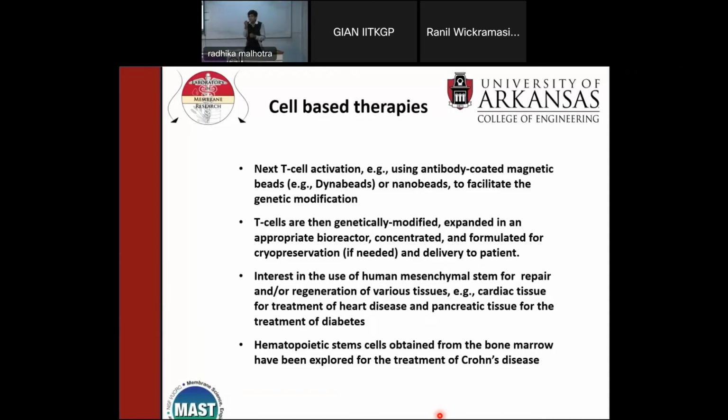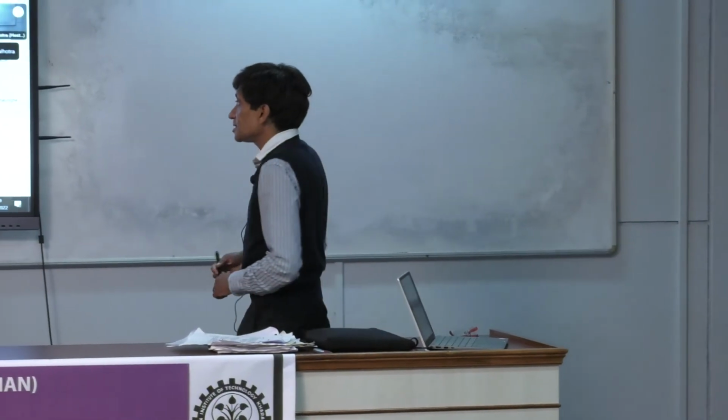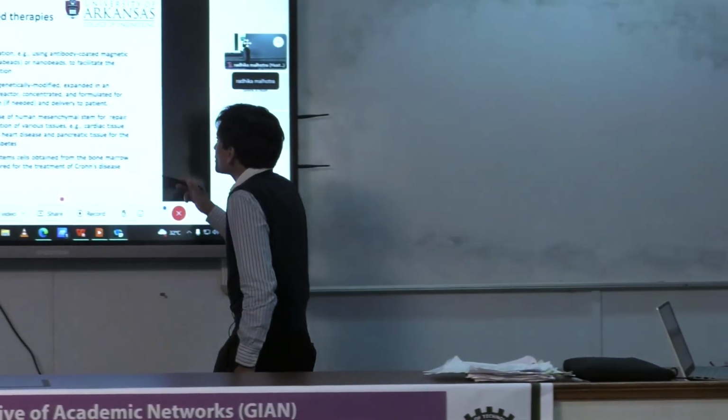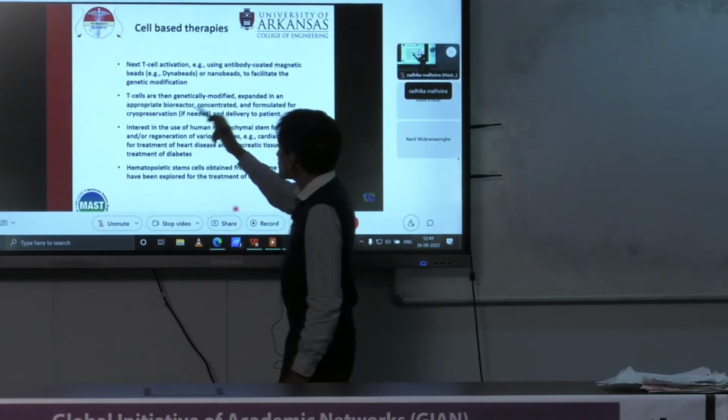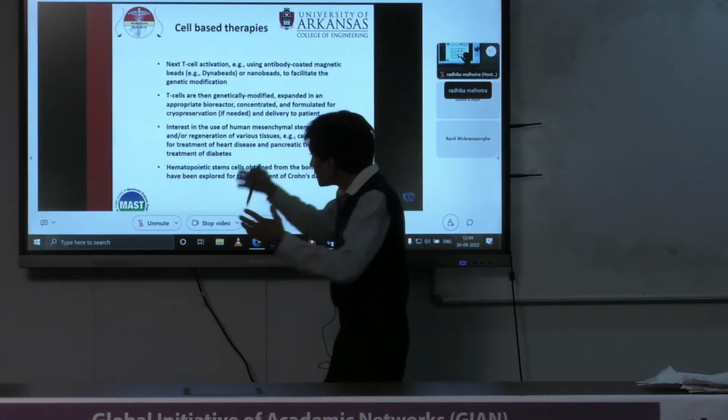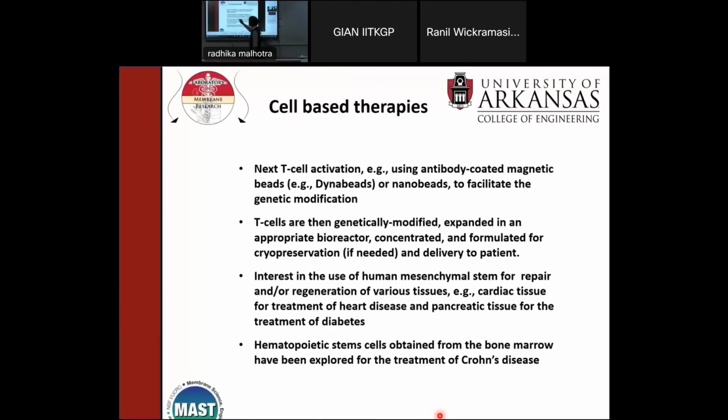But we are using magnetic nanoparticles. So the way you separate is once they bind, you put a magnet and pull them out. That's how that works. So T lymphocytes are then genetically modified, expanded in the appropriate bioreactor, modified with lentivirus, expanded, grown some more, concentrated and formulated for cryopreservation. Indeed, we talked about cryopreservation and the lymphodepletion.